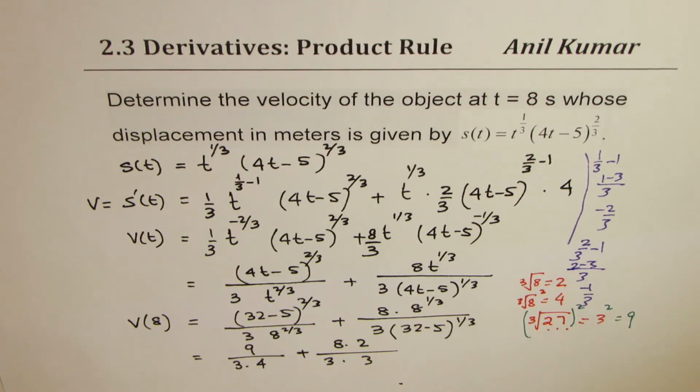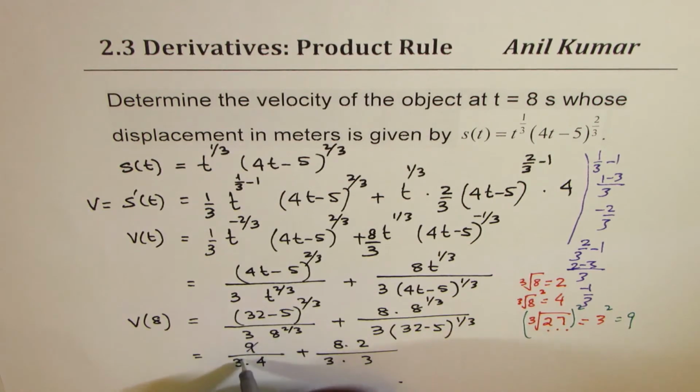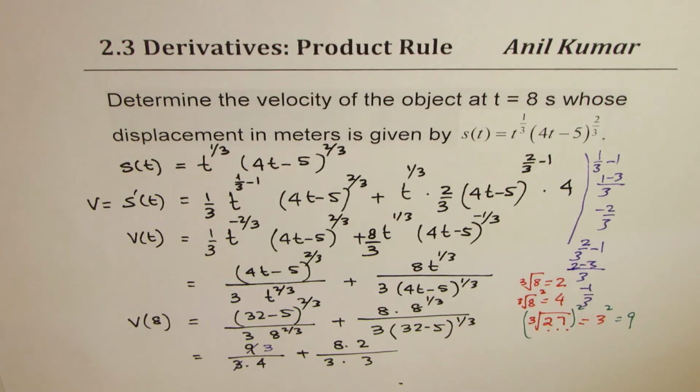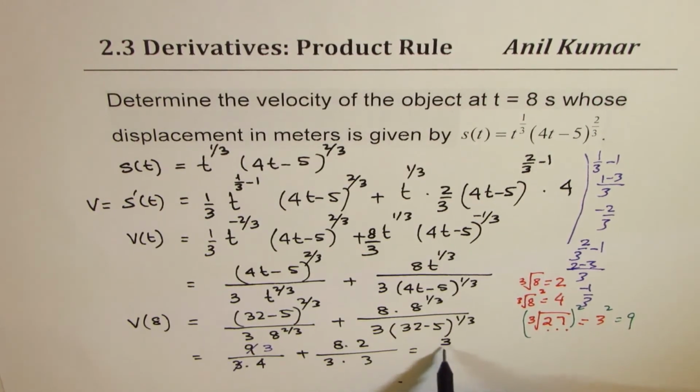Now what you can do is cancel a few terms. 3 times 3 is 9. We'll have to take a common factor. You could cancel this, so you could write this as 3 over 4 here, right? So that is what you could cancel. Not a bad idea. These cannot be cancelled. So now we have 3 over 4 plus 16 over 9, correct?